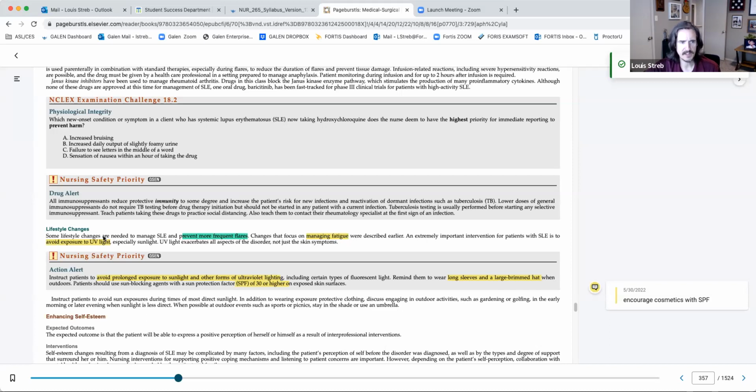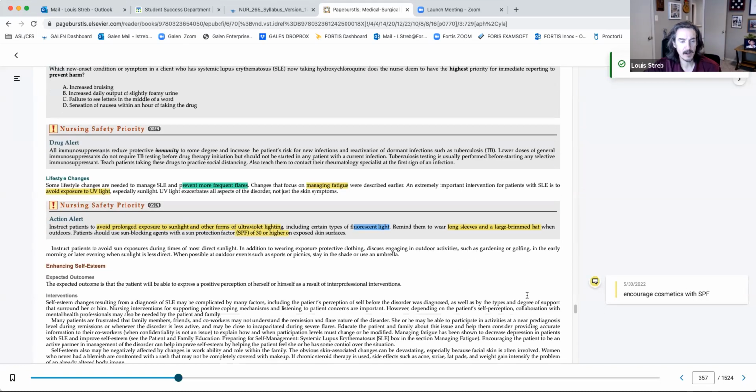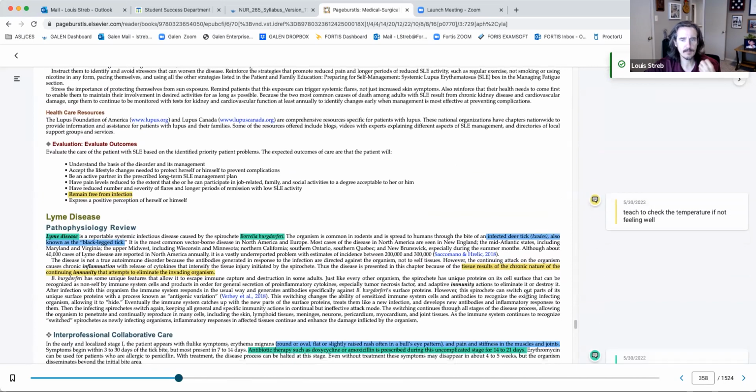Avoid exposure to UV sunlight. Avoid prolonged exposure, and think about not just sunlight, but other forms of ultraviolet lighting. There are all kinds of stuff. Fluorescent lighting. So even something that we don't even consider sometimes, being in the house. You have to wear long sleeves, large brimmed hats when you're outside. You have to use your SPF 30. Encourage even cosmetics for the women who have this butterfly rash. If they're going to put makeup on, make sure it has an SPF component to keep them from retaining more of that.